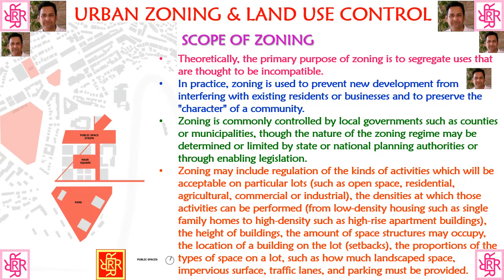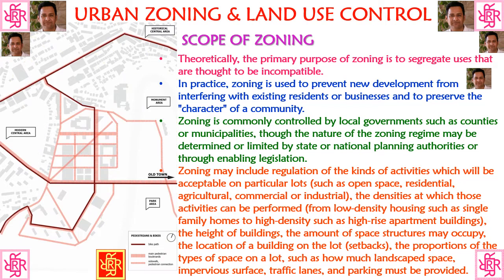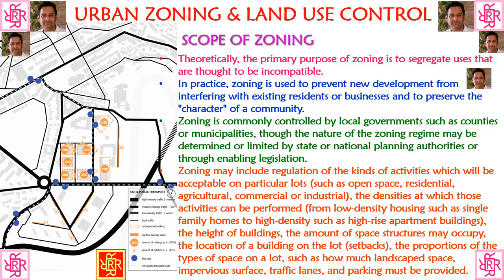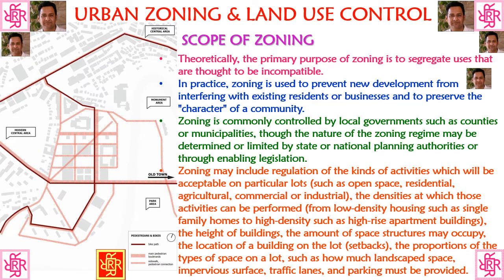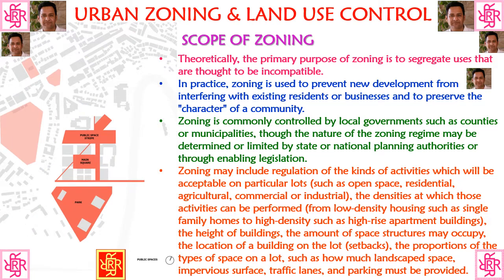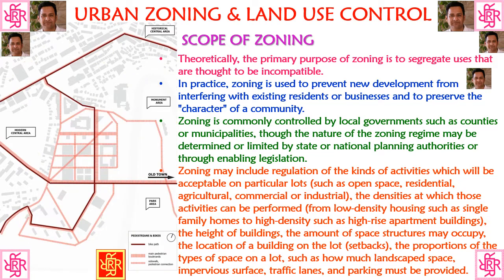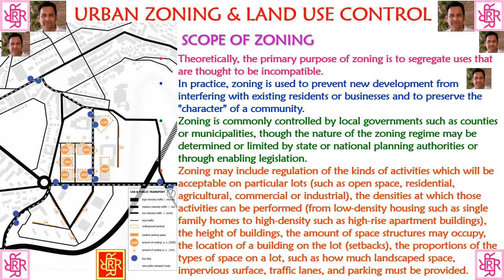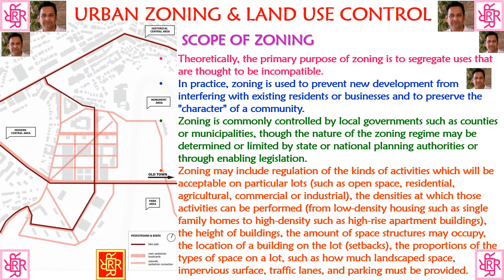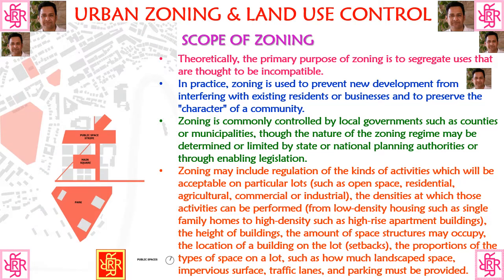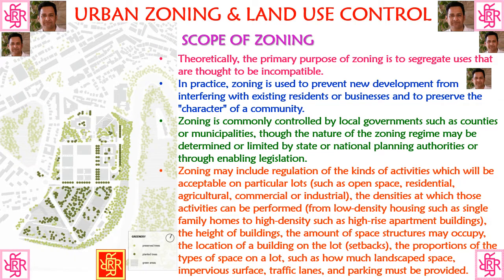the location of a building on a lot or plot, or setbacks, how much compulsory open space should be around it, the proportions of the types of space on a plot or lot, such as how much landscape space or impervious space should be given, how much space to be given for traffic lanes, and parking must be provided in the city, because this is a major issue within the cities.